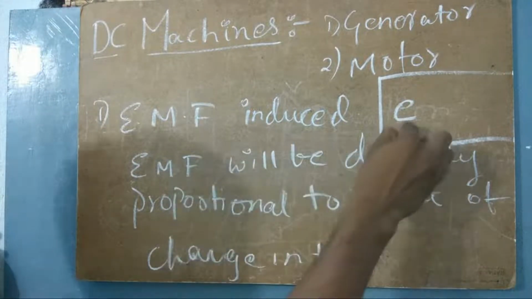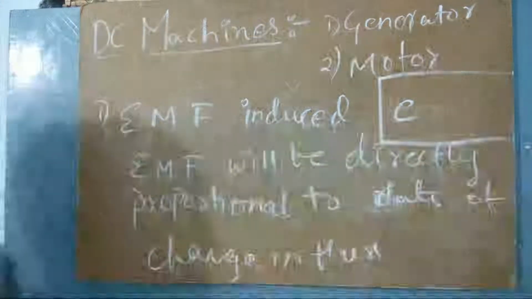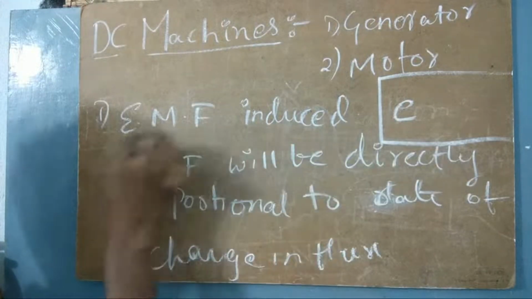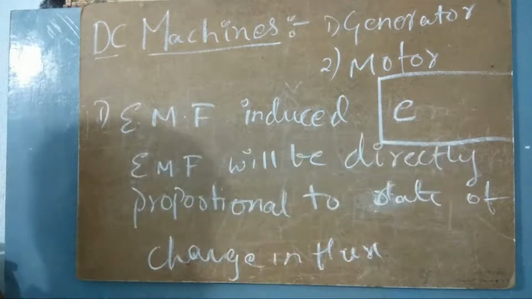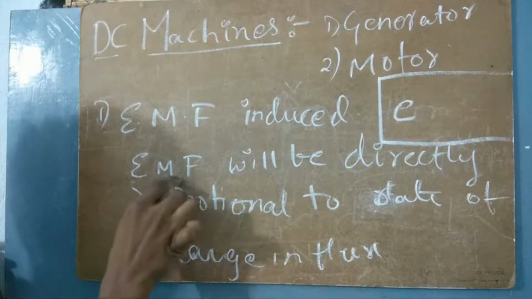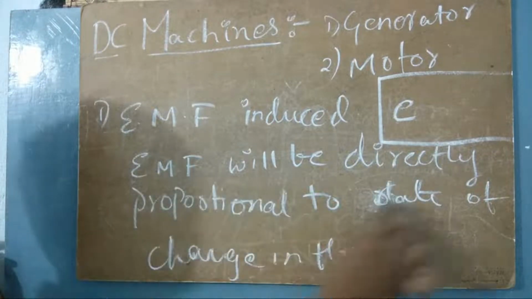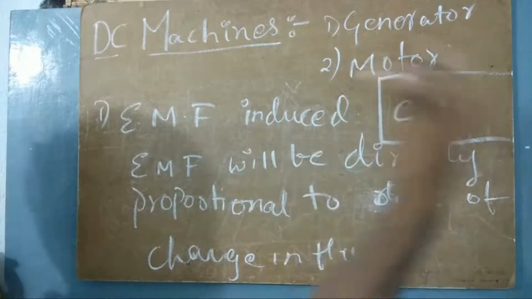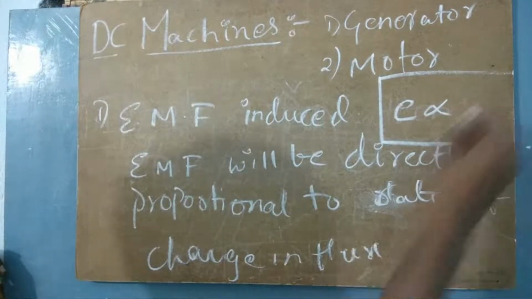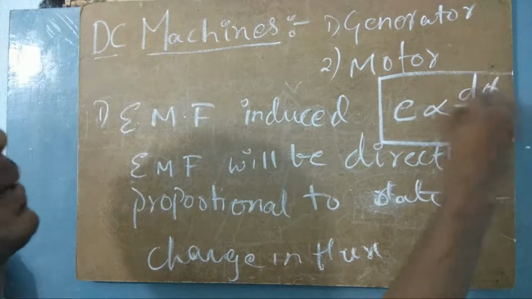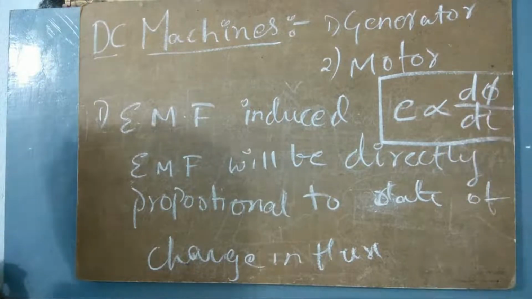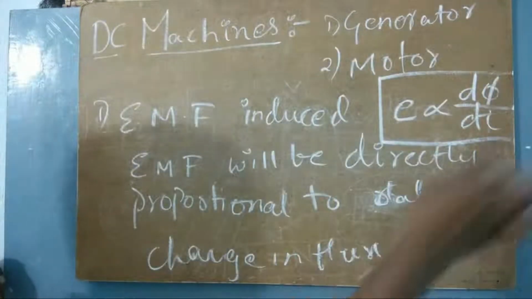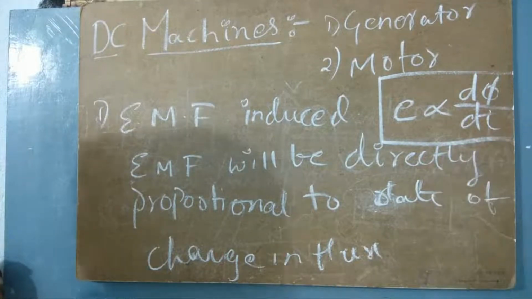So E here is nothing but the electromotive force that is produced in a generator. Faraday is telling that the electromotive force will be directly proportional to the rate of change in flux. That is, it is directly proportional to the rate of change of flux with respect to time, that is dΦ/dt, because Φ is flux here and time is simply denoted with t.